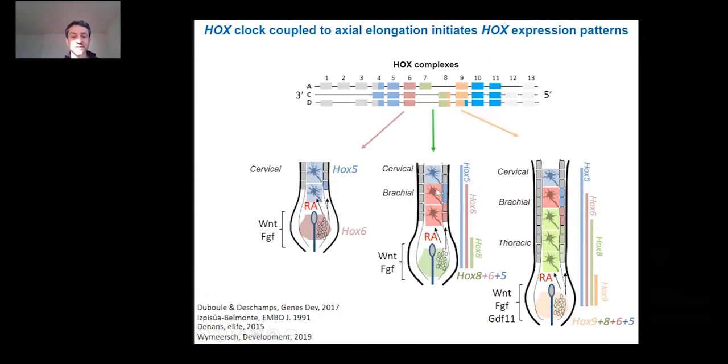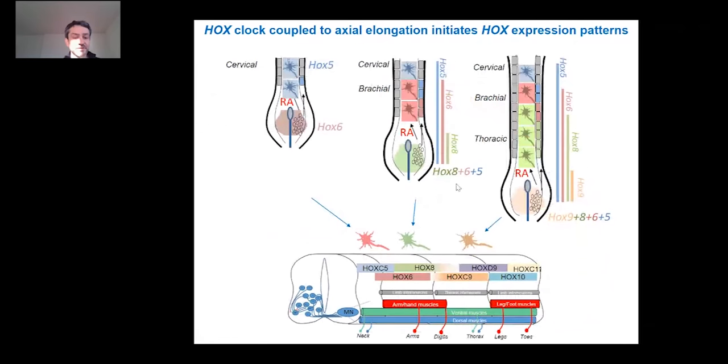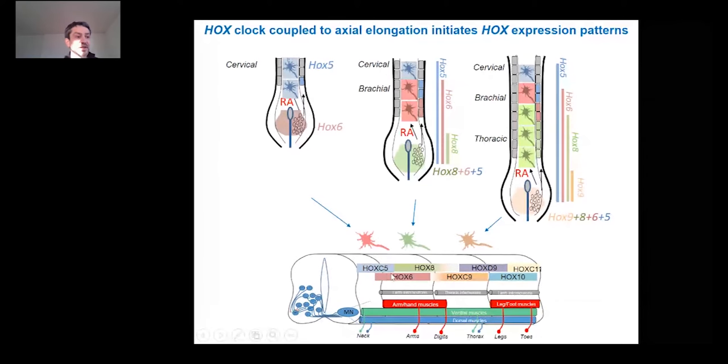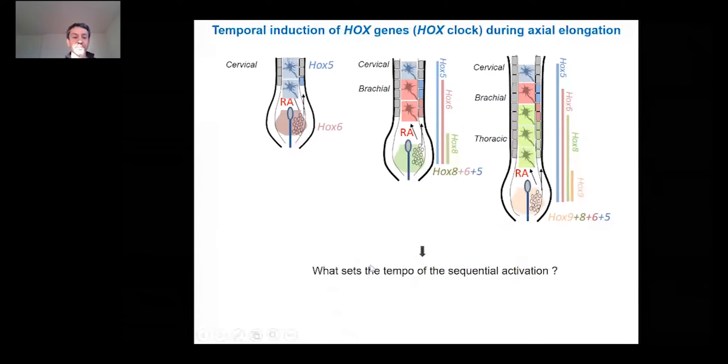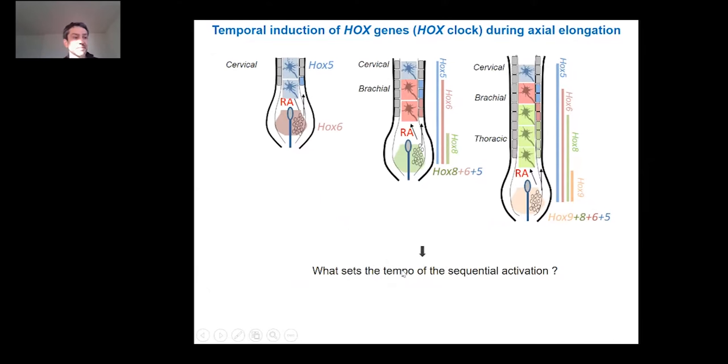Then this leads to differential expression of Hox genes along the rostrocaudal axis, which will instruct, for example, in the spinal cord, molecularly and functionally distinct motor neuron subtypes that will innervate and control the different muscles of the body. And motor neuron subtype specification thus represents a fine readout of Hox clock regulation. So coupling between the tempo of the Hox clock during embryogenesis and embryo elongation is thus essential for rostrocaudal patterning. However, the mechanism regulating the tempo of this clock remained elusive.